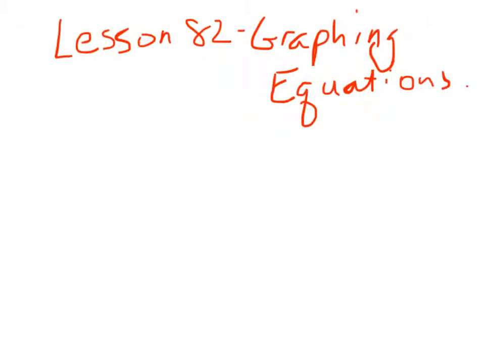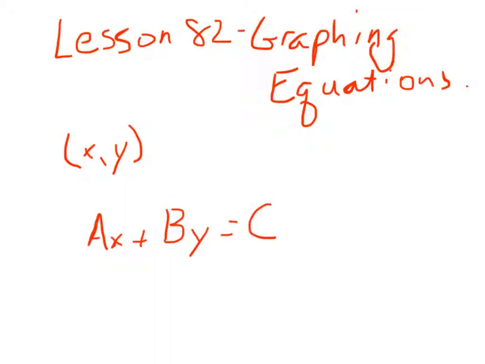Alright, 8th graders, lesson 82, graphing equations using intercepts. Again, in the past we graphed equations using an x and then a y, and that will tell us where we should locate that point on the coordinate plane. Today we're going to start using what's called a standard formula: A times x plus B times y will equal a new number, C.